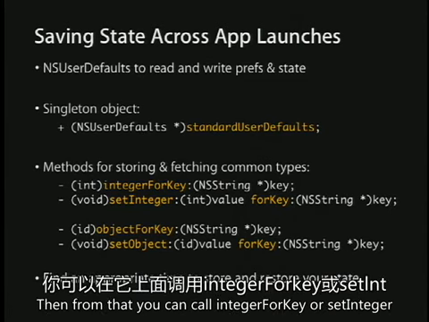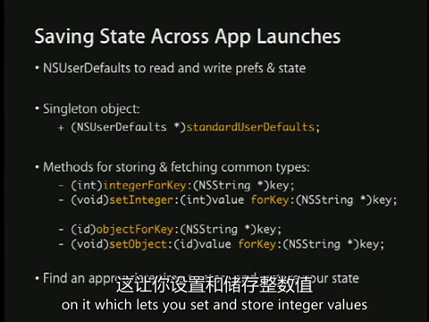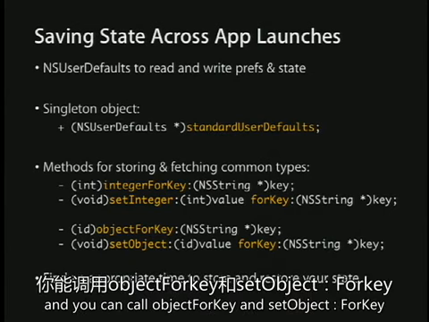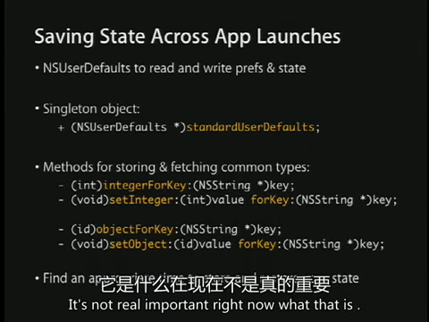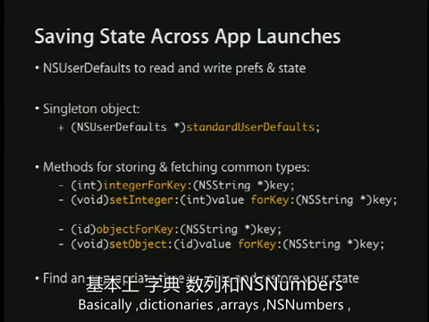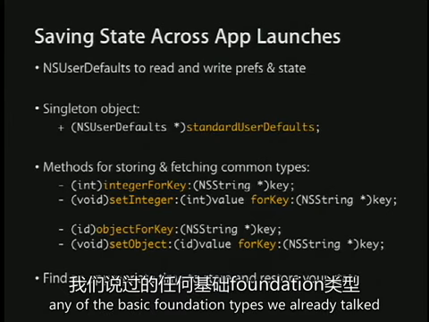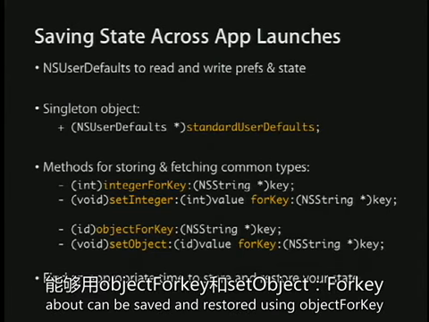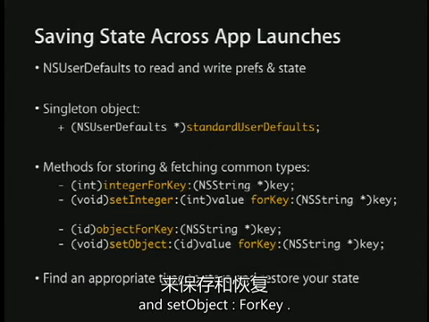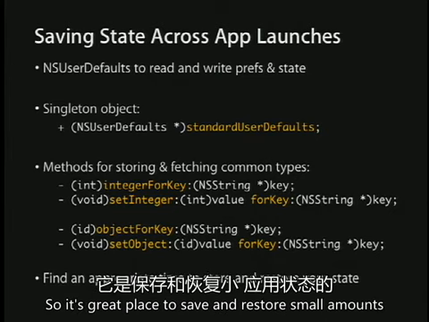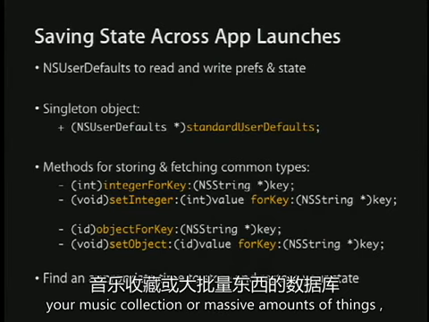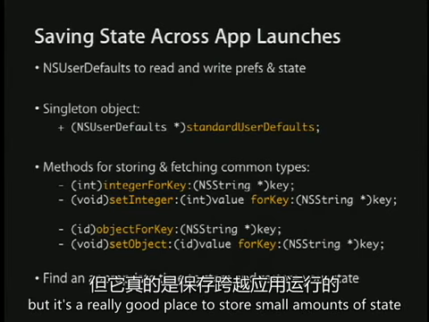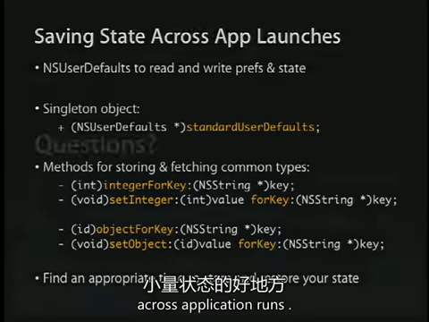Then from that, you can call integerForKey or setInteger, which lets you set and store integer values. And you can call objectForKey and setObject:forKey, which lets you save and restore any coding-compliant objects. There's the NSCoding protocol. It's not real important right now what that is. Basically, dictionaries, arrays, NSNumbers, any of the base Foundation types we already talked about can be saved and restored using objectForKey and setObject:forKey. So it's a great place to save and restore small amounts of application state. You wouldn't want to use it as a database for your music collection or massive amounts of things, but it's a really good place to store small amounts of state across application runs.